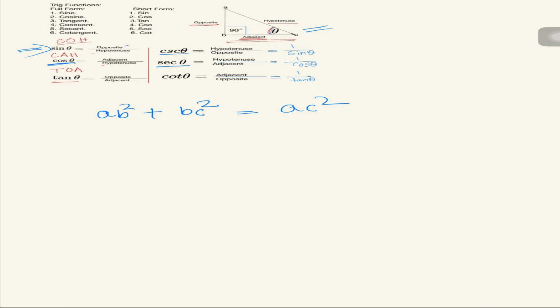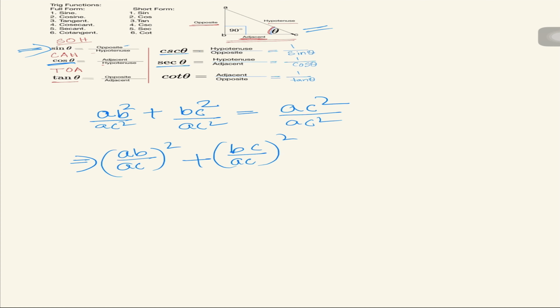Now, what happens when we divide both sides by AC squared? AC squared by AC squared, what do you get? We get AB squared by AC squared, so we can write AB by AC all squared. Then we write BC by AC all squared. And here AC squared over AC squared is just going to be 1.